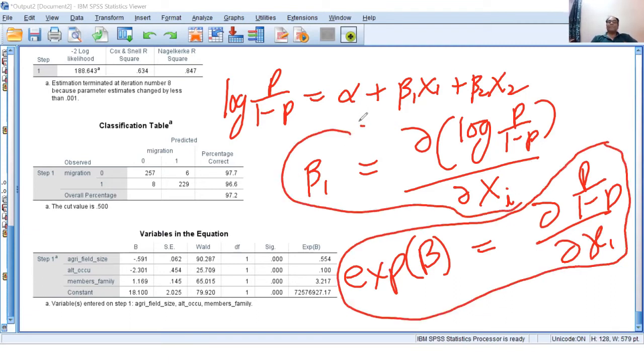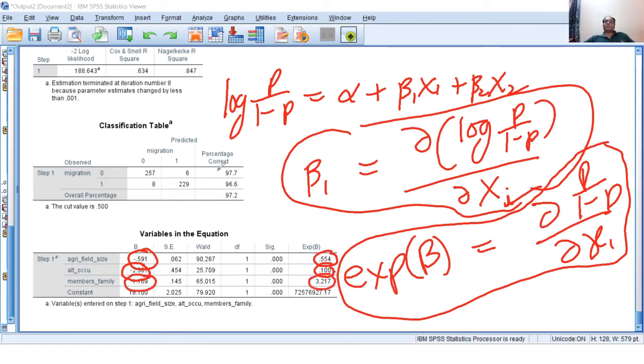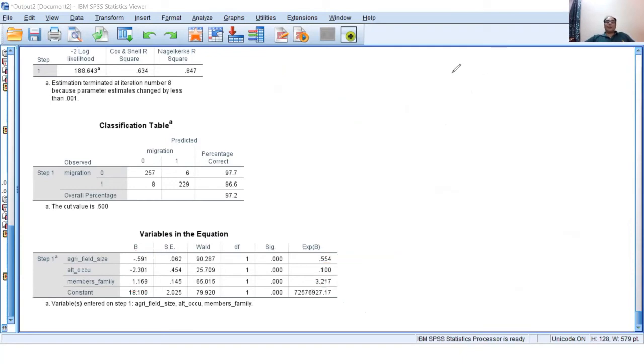Another important thing you can see: if my beta is negative, then exponential beta is less than 1. If my beta is positive, my exponential beta is more than 1. It is just an observation. Otherwise, probability we cannot calculate from here. We can calculate it from the Excel file.